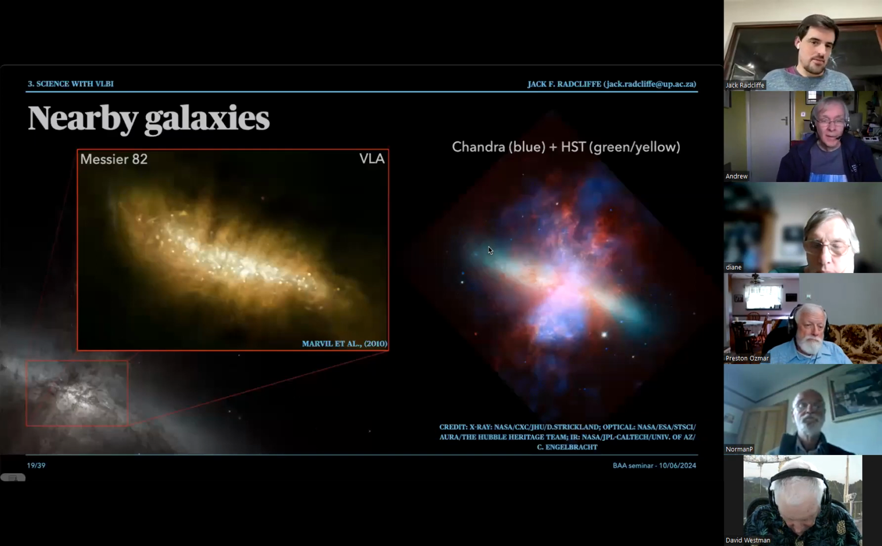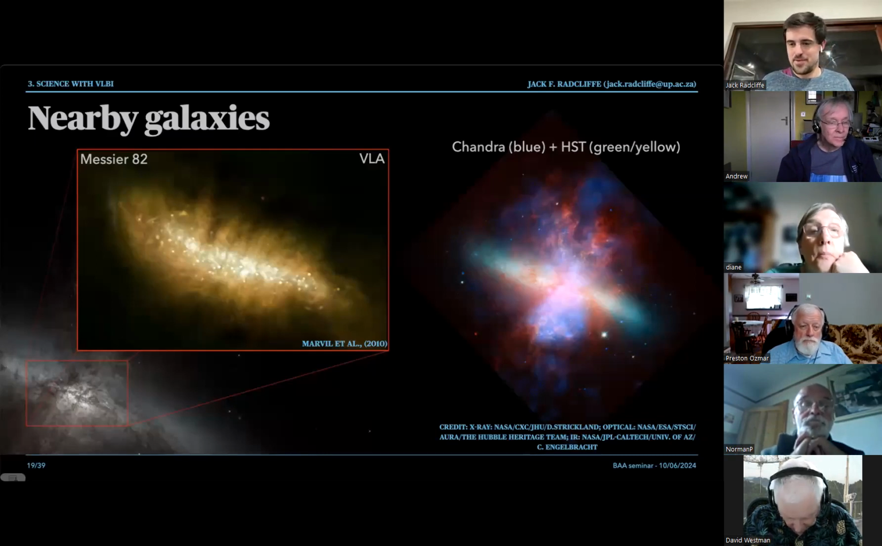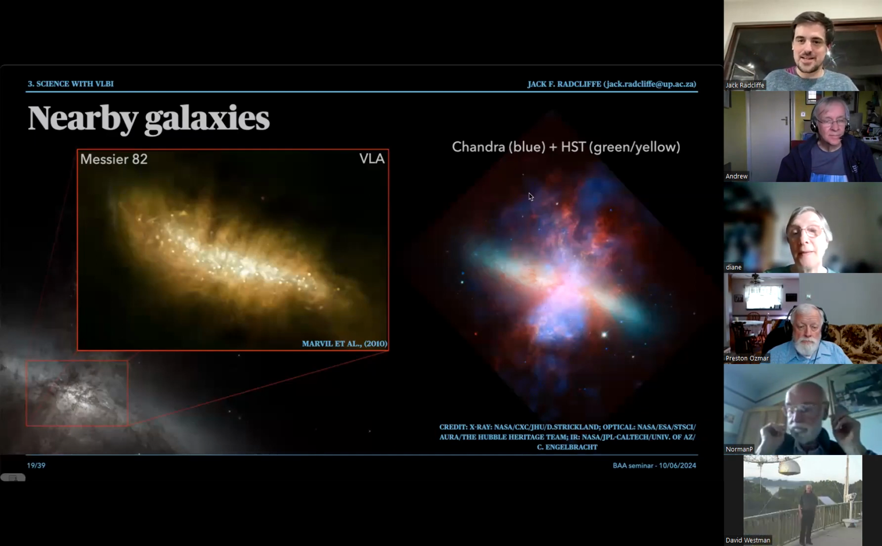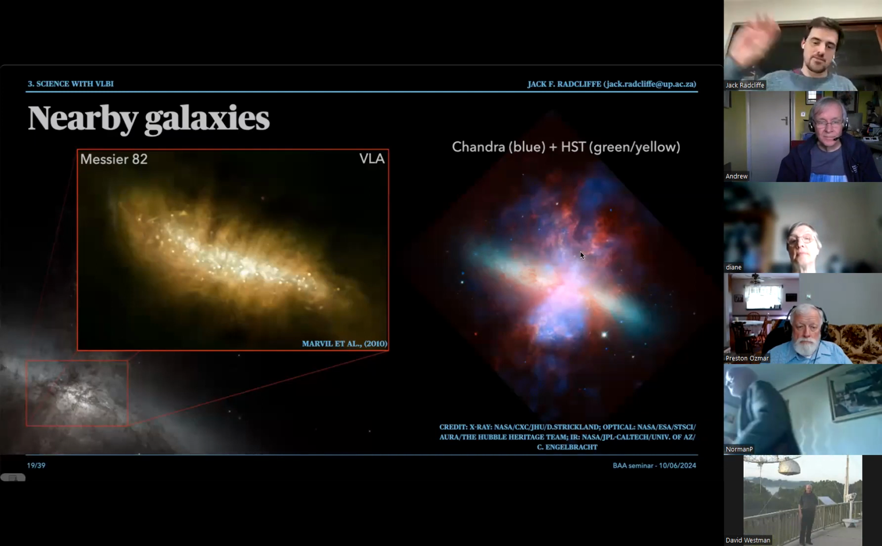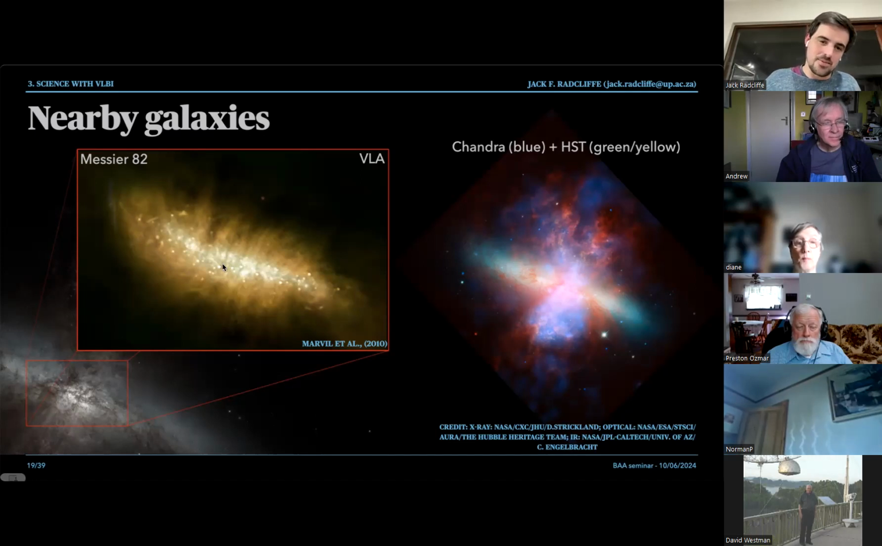Other things that we can do now with VLBI, and has been done for a while, is looking at nearby galaxies. I'm sure many of you have looked at M82 before. One of my favorites as well. M82, of course, is the starburst galaxy you see on the right-hand side. We've got the Chandra in the blue, the HST in the green and the yellow, and you've got these outflows coming from the central starburst, coming from supernovae, and the winds coming from your high mass stars.